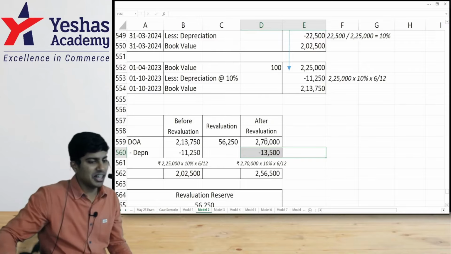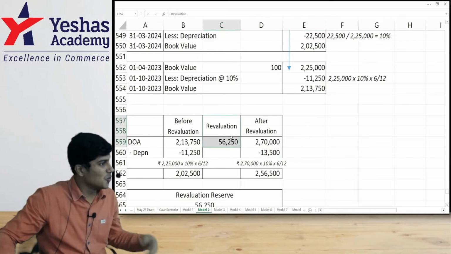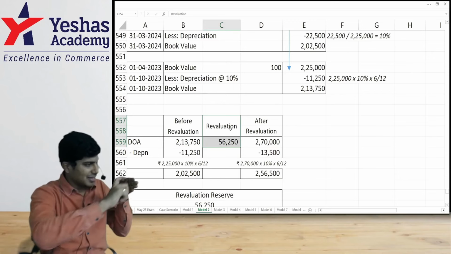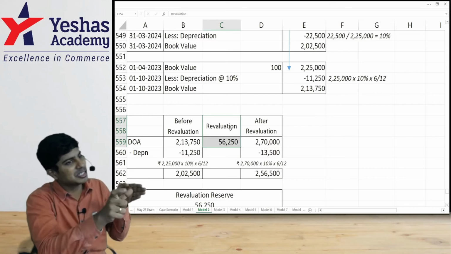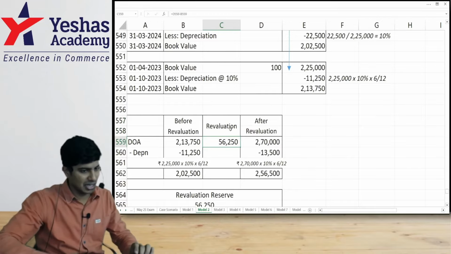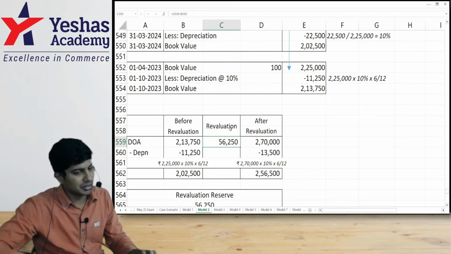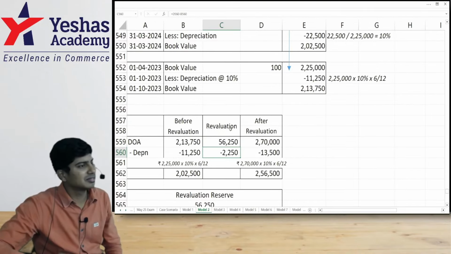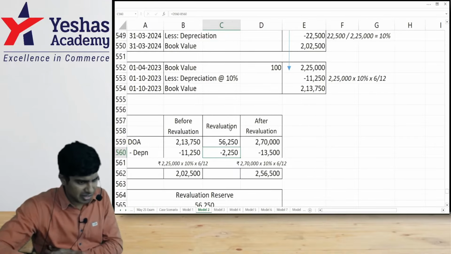Or in other words, we did 56,250 upward revaluation. It is a new value of asset which was not there till now. Correct or not? When did we do this revaluation? On 1st of October. On that upward revaluation, we should charge depreciation for 6 months. Do 56,250 into 10% into 6 by 12, you will still get the same number. 2,250 only you will get. Let's forget that. Somewhere something is missing.